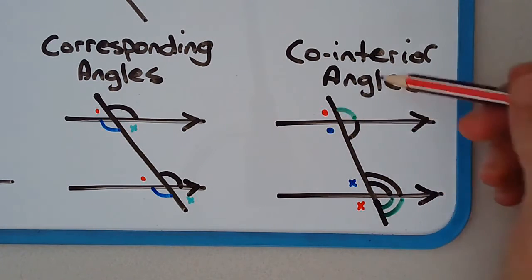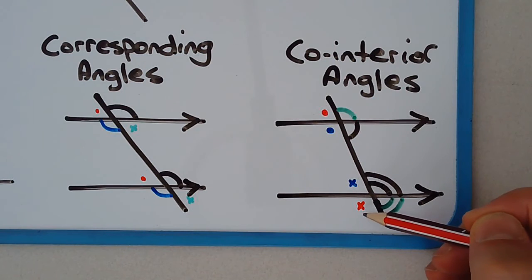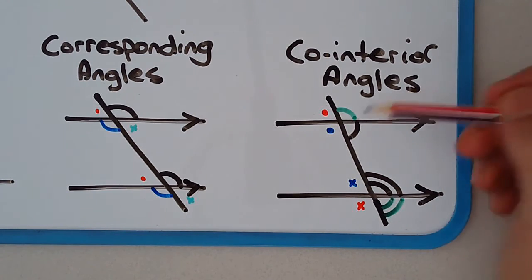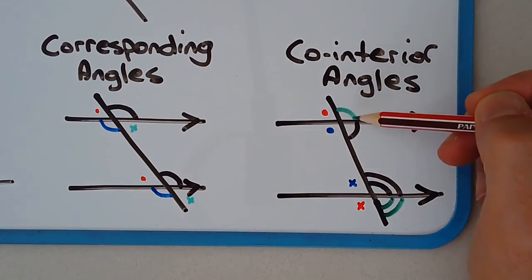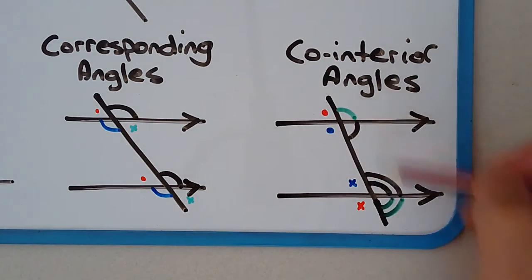Another example of co-interior angles would be the red dot and the red cross. Even though it sort of looks like it's exterior, they're still considered co-interior angles. And also the green single arc and the green double arc, they're also co-interior angles too. The sum of those would also be 180 degrees, so that would be supplementary as well.